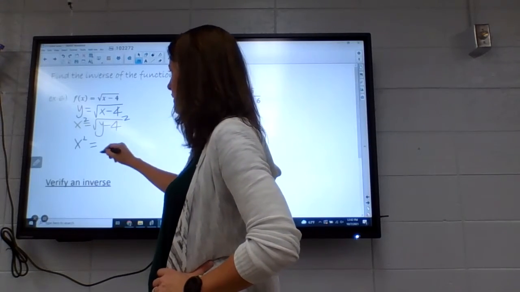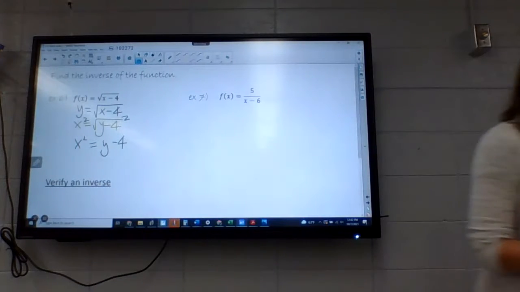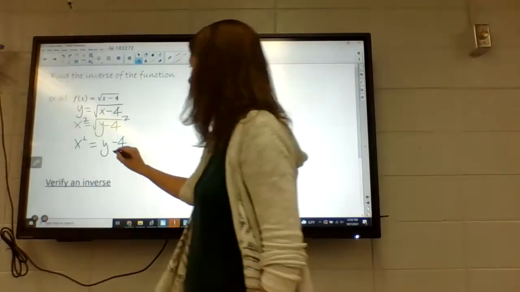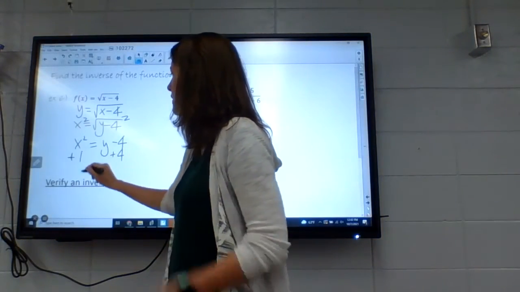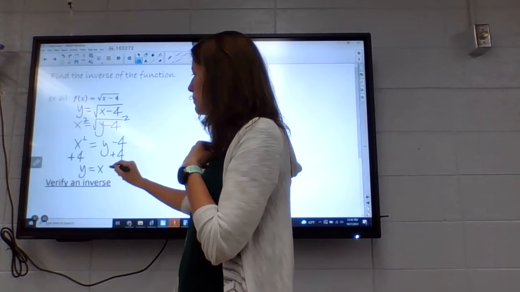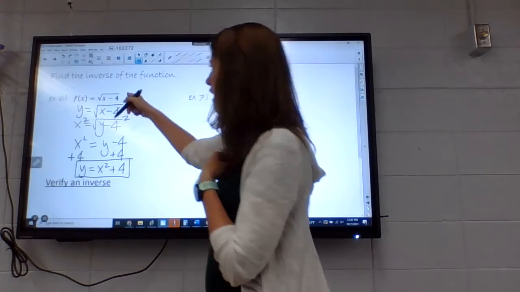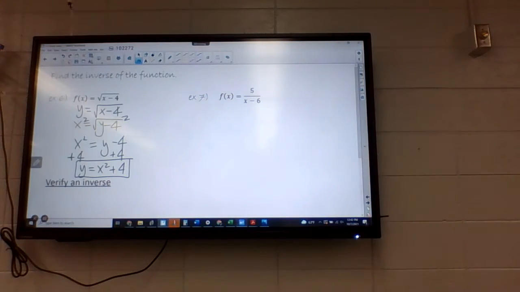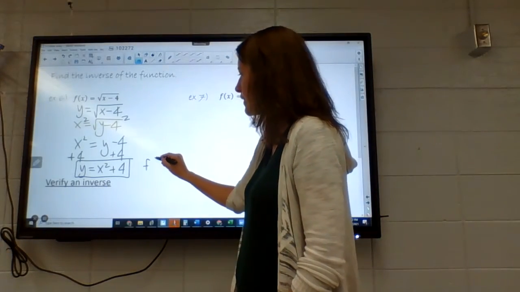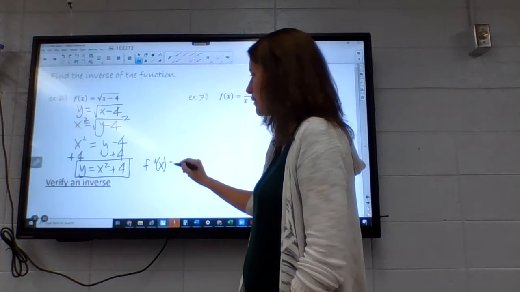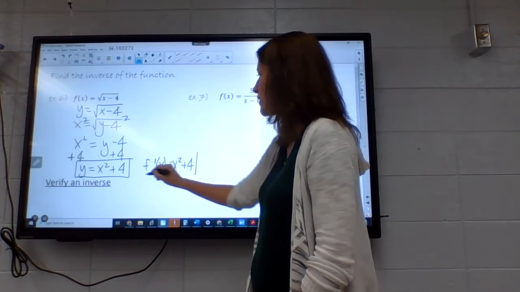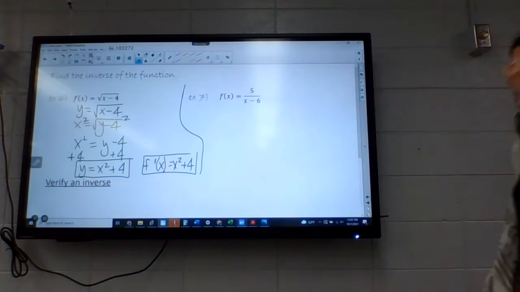And the square and square root will cancel. Now to get our y alone, add 4. So that means that y equals x squared plus 4 is the mathematical inverse of that. Those two would be inverse functions of each other. The way we would write that is f to the negative 1 of x. I'm not going to worry if you do this, but technically that's how they would write it. That would be the completely mathematical opposite of our original equation.